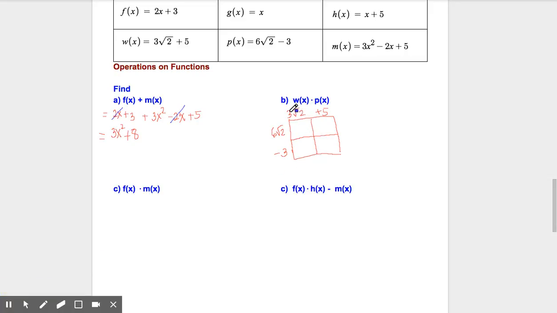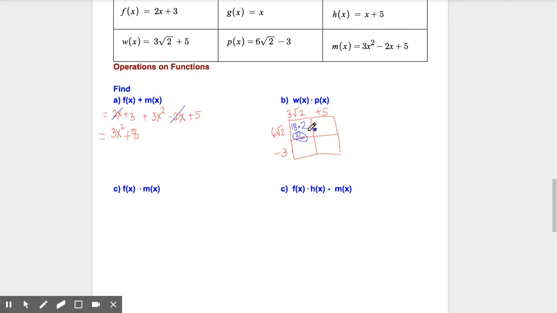6 times 3 is equal to 18. Square root of 2 times square root of 2 is square root of 4. And square root of 4 is 2. Therefore, we'll have here 36.